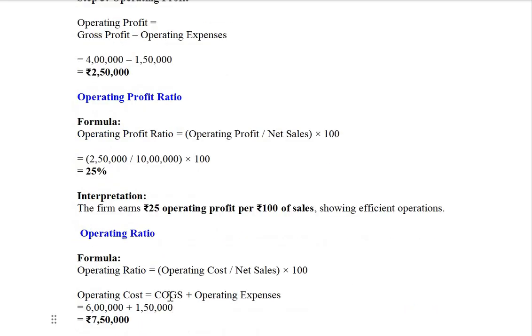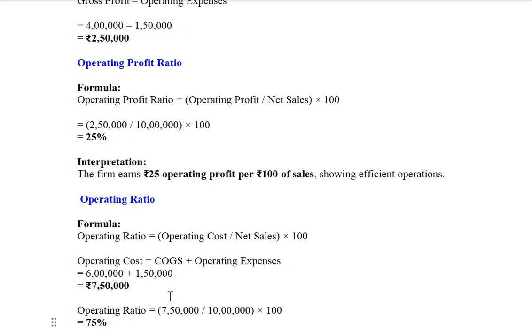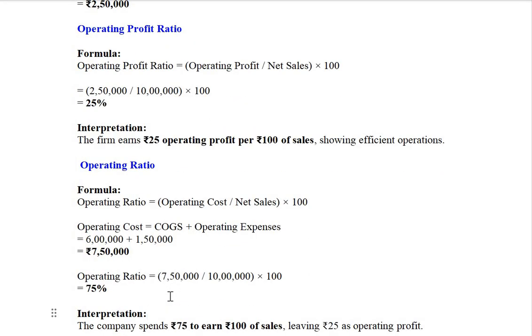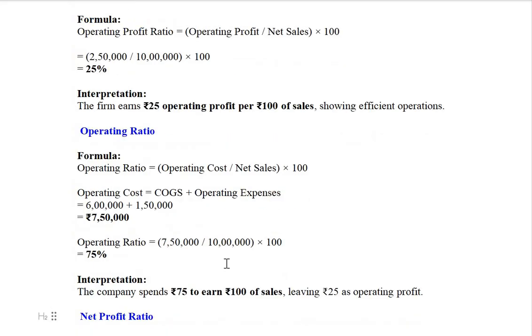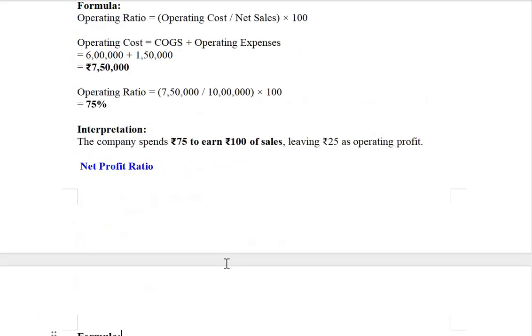Next one is operating ratio. Operating ratio can be computed as cost of goods sold plus operating expenses, divided by net sales, into 100. Cost of goods sold is 6 lakh rupees. Operating expense we already calculated as 1,50,000. So the total operating cost is 7,50,000, divided by 10 lakh net sales into 100, we get 75%. So out of 100 of sales value, 75% is operating cost, and only 25% is profit.